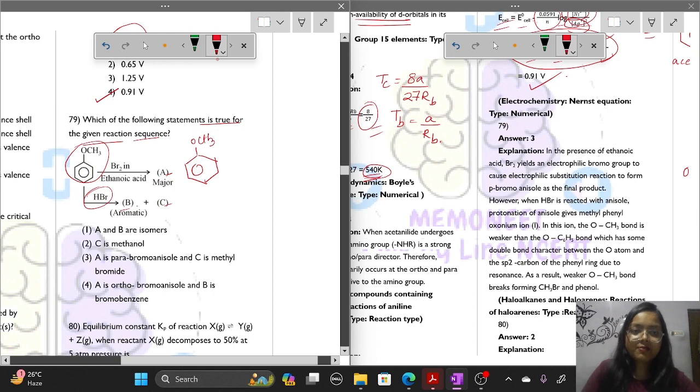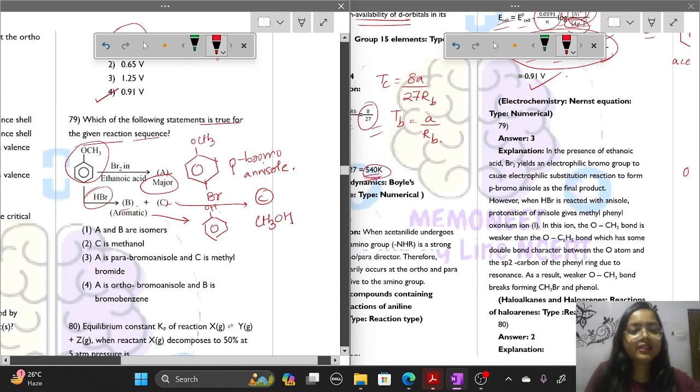OCH3, and at the para position here it is bromo. Ortho one is also formed, but here it is written which is the major product. So para-bromoanisole is the product A. B here will be phenol, and C will be CH3OH. So let's read the options.